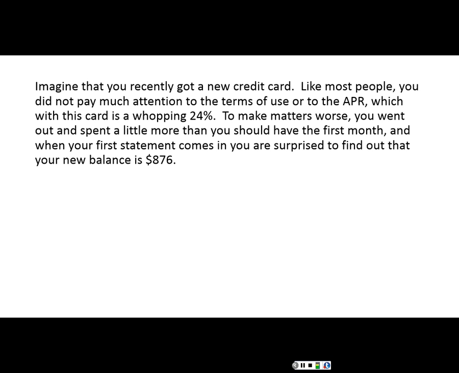So the setup is, imagine you recently got a new credit card and you didn't pay much attention to what the terms of use are, what the APR is, and with this card it's 24% interest. To make matters worse, you go out, you spend a little more than you meant to, and when your first statement comes, you're surprised to find out that your new balance is $876.